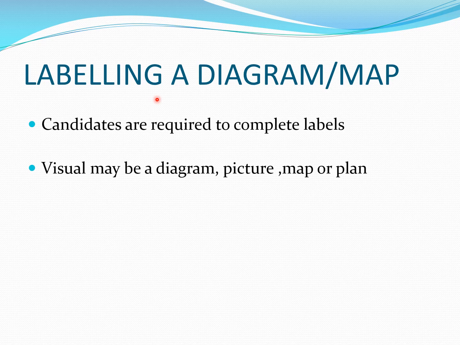So these visuals are provided and the candidates are usually required to answer the question from a list on the question paper. These tasks usually focus on the ability of a candidate to understand a description of a place and relate it to visual representation. So, the simple thing is candidates are required to complete the labels. It may be a sentence completion type of question or maybe an MCQs type of question. The visual may be a diagram, picture, map or a plan.